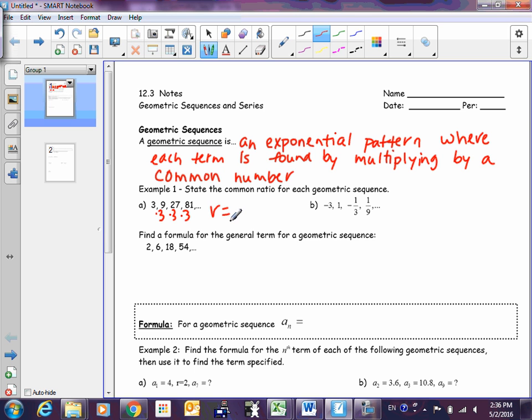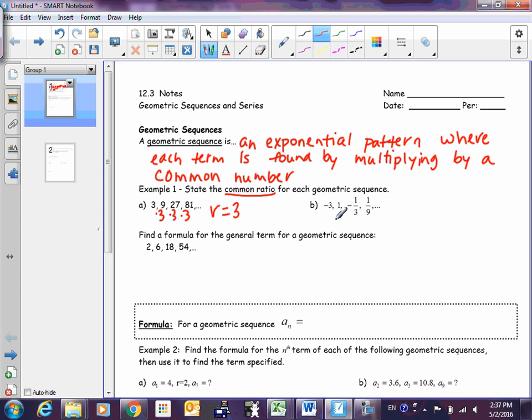So instead of D for common difference, which is what we did before, we use R for common ratio. So R is 3. That's the common number. Now if you're not good with number sense, or you're having a hard time on another problem, you just go back and divide. 9 divided by 3, 27 divided by 9, 81 divided by 27. Those should all be the same number.